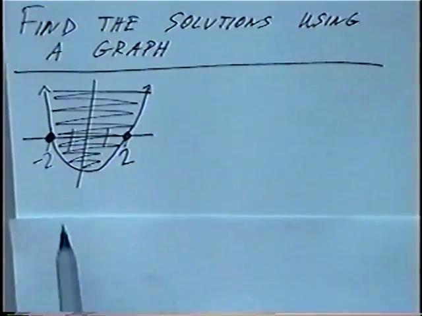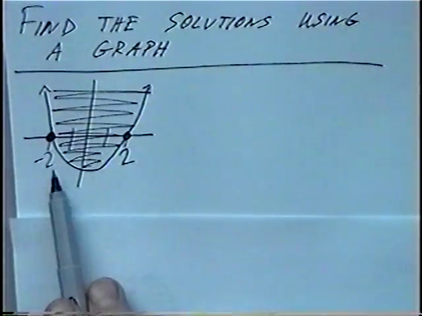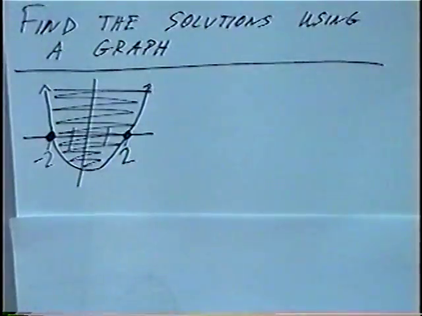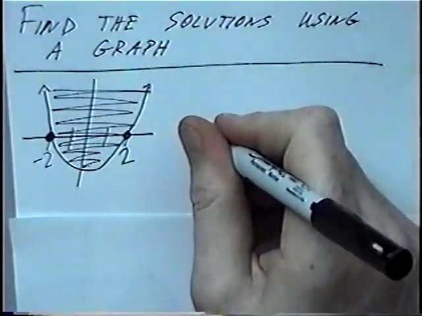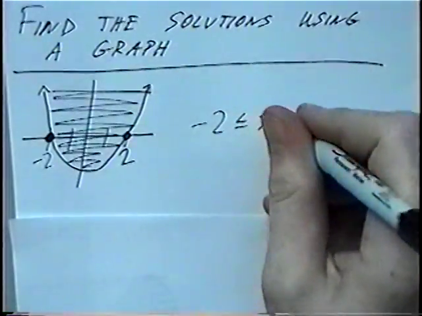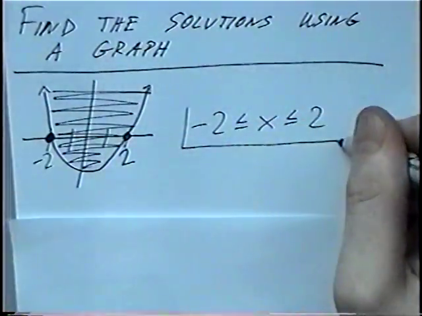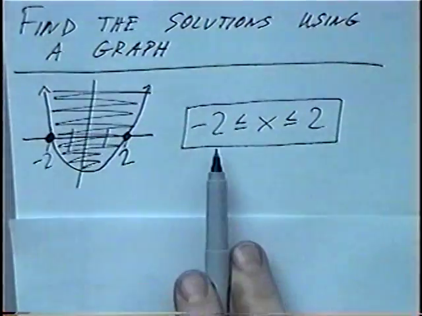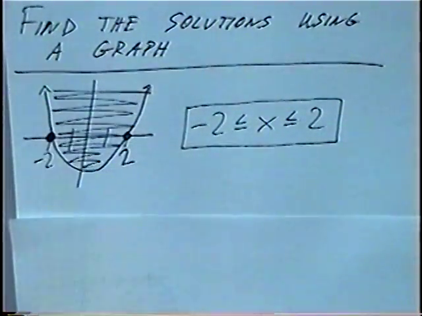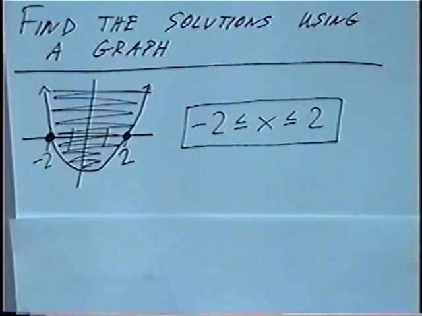Since the graph is shaded between the 2 points, our answers will be everything between -2 and +2, which you can write as -2 is less than or equal to x is less than or equal to +2. So including the points -2 and +2, all the numbers in between are also solutions to the graph.